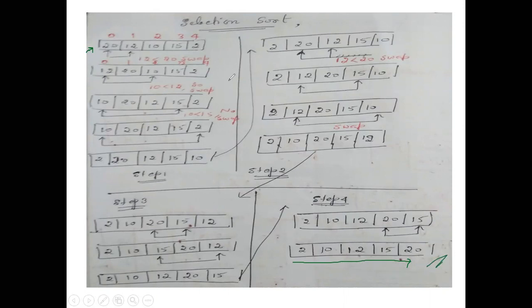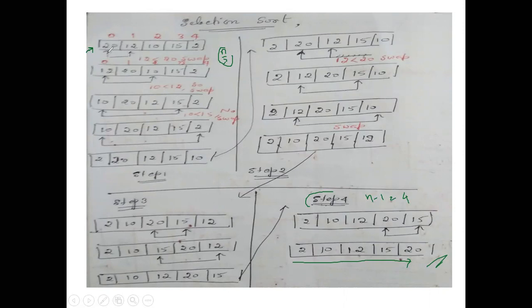And to sort the array, suppose you have n elements, n equal to 5 here, then you have to perform n minus 1 steps. Here, how many? 5 minus 1, 4 steps to sort the elements of the array. So here you can see I have 5 elements, and I have performed 4 steps to sort the elements. So let's understand the program.